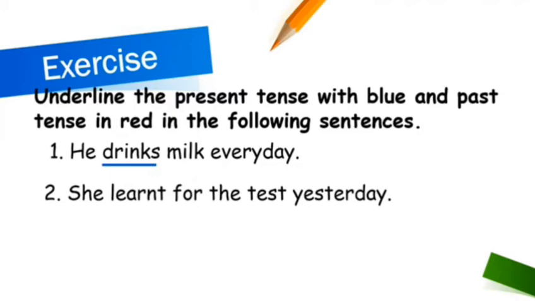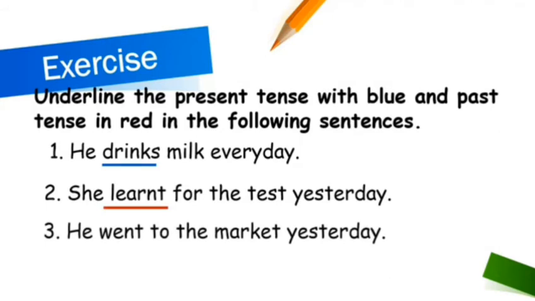Which word is the verb over here, children? Very good. It is learnt. So is the word learnt in the present tense or past tense? We know the root word is learn, right? And in present tense we only add s. So what is the tense of this word? Yes, it is the past tense. And why have we used past tense over here? Because she learnt for the test yesterday. Yesterday has already gone. So learnt is past tense.